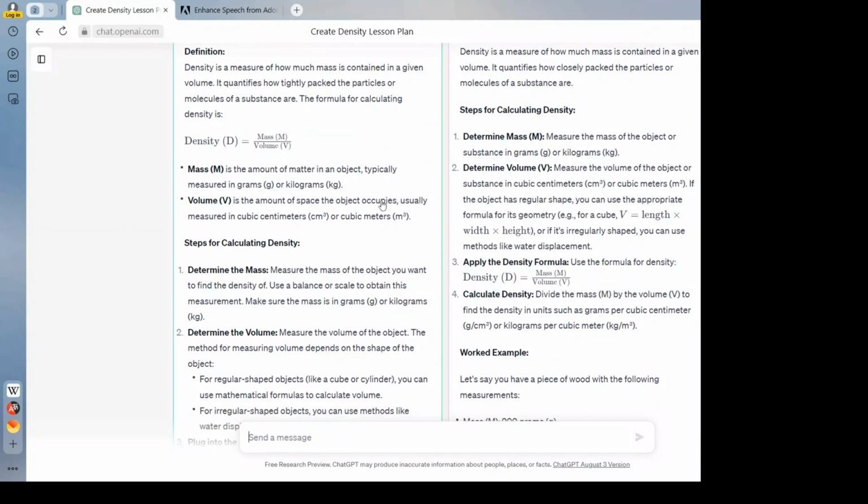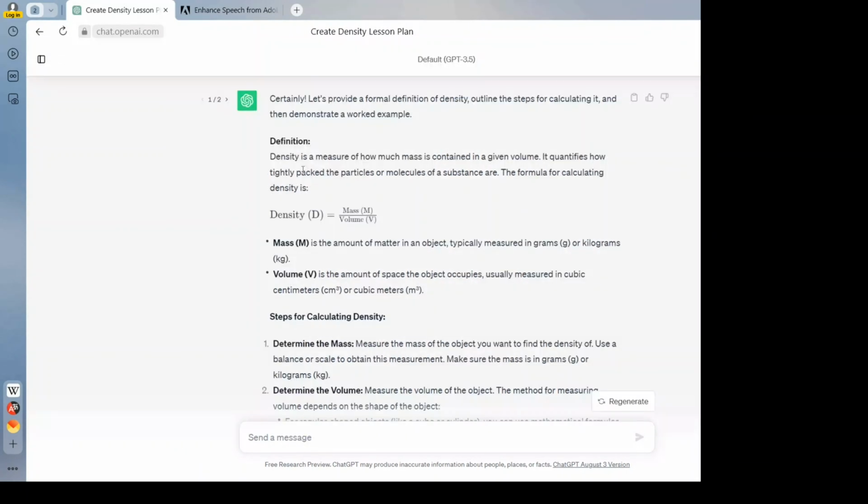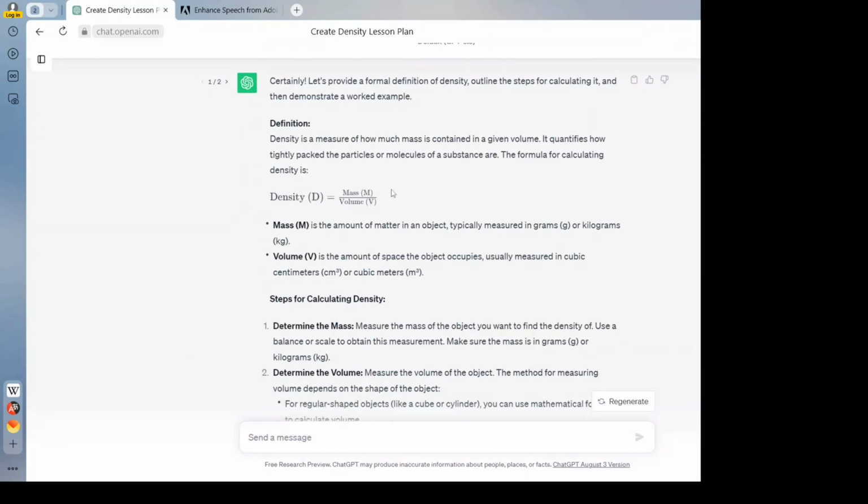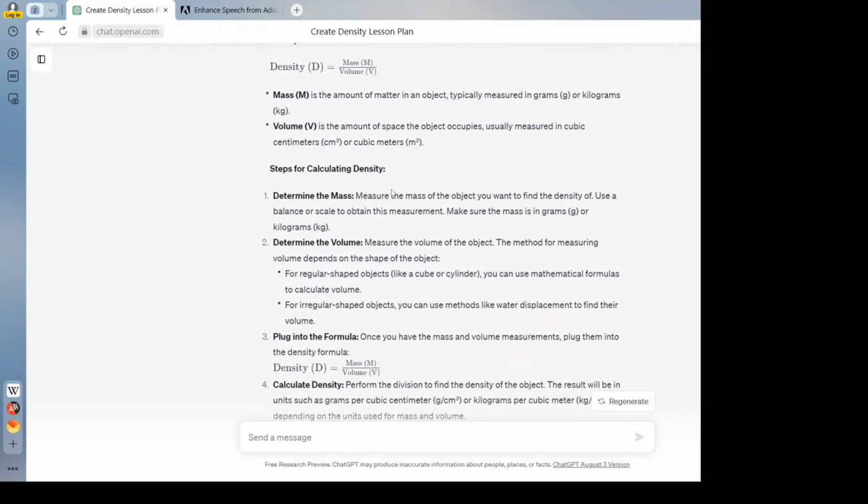Okay, both look very similar. Let us look at this one. There's a verbal definition of density. It is a measure of how much mass is there in a given volume. And there's a more abstract definition, a mathematical definition.